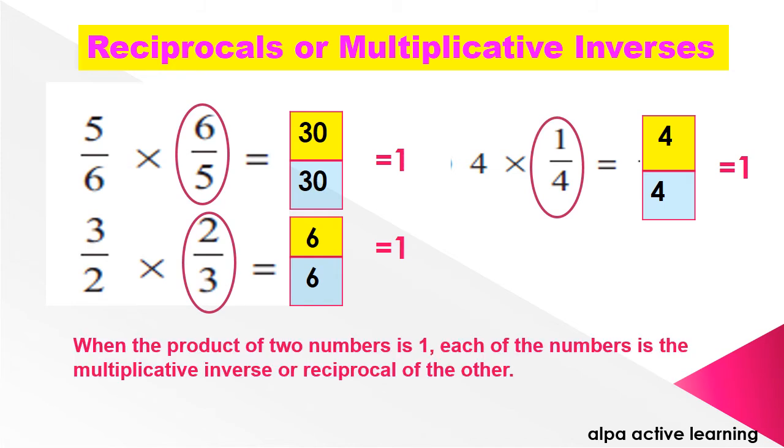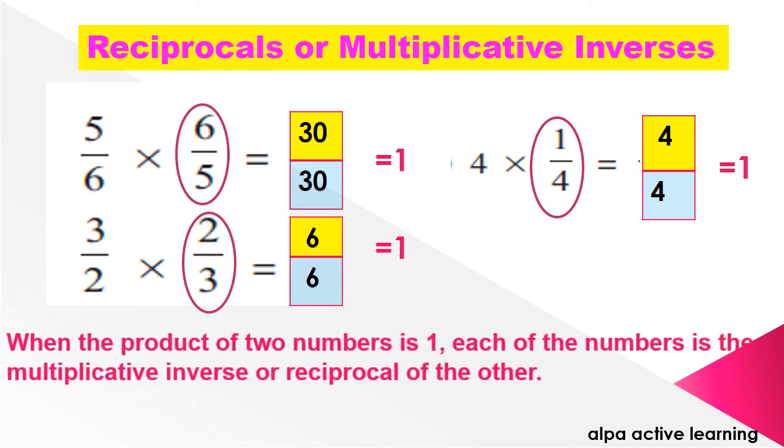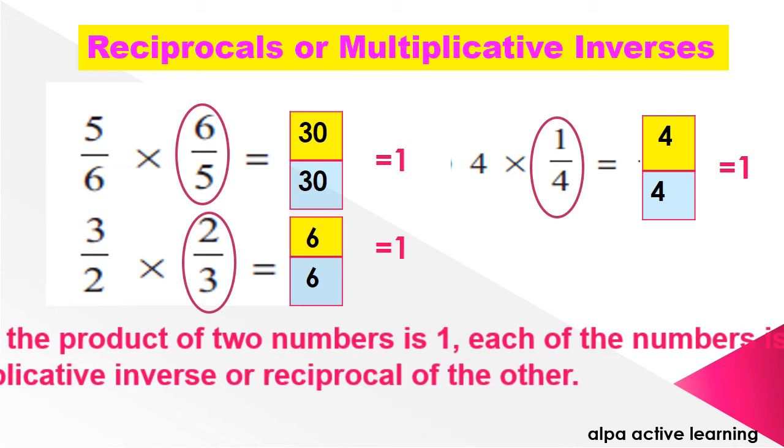So 6 upon 5, 2 upon 3, 1 upon 4 here are known as multiplicative inverse or reciprocals. So what is the definition? When the product of two numbers is 1, each of the numbers is a multiplicative inverse. That means 6 upon 5 का क्या होगा multiplicative inverse? 5 upon 6. 2 upon 3 का होगा 3 upon 2. 1 upon 4 का भी होगा 4 upon 1. So they are reciprocal of each other. Okay. So remember.